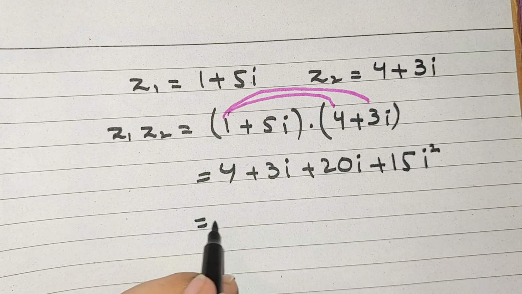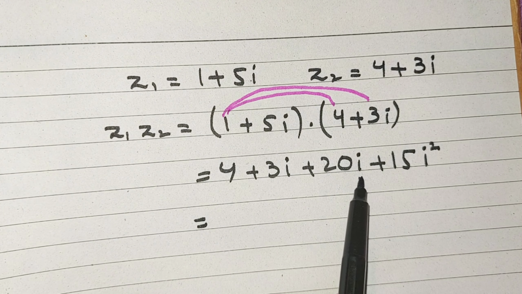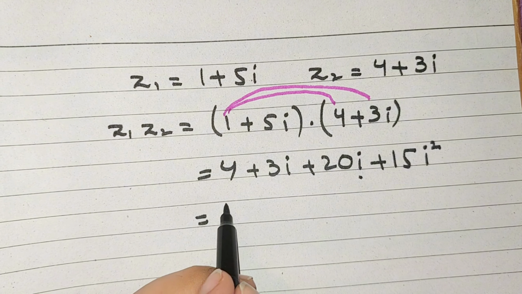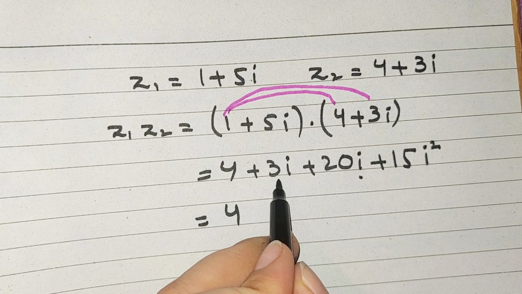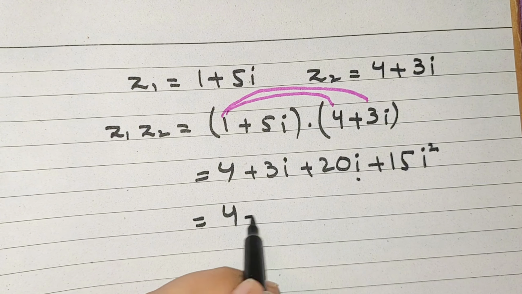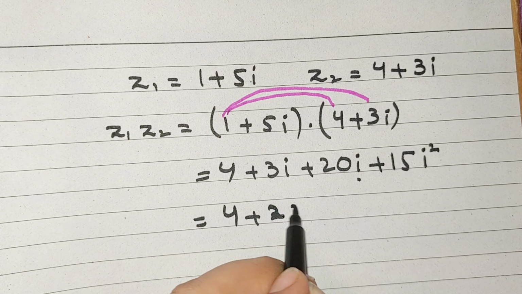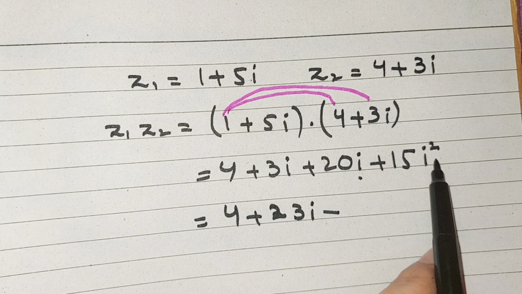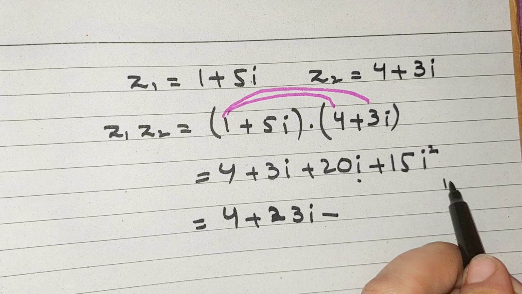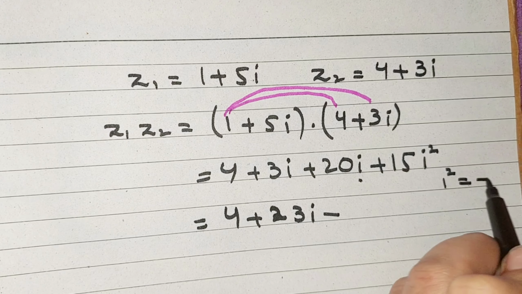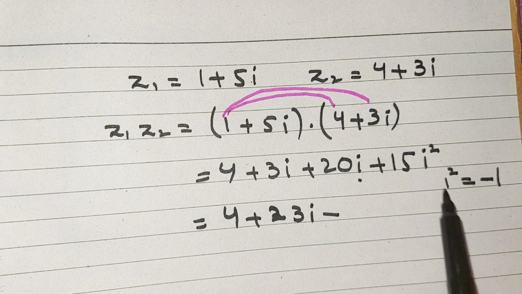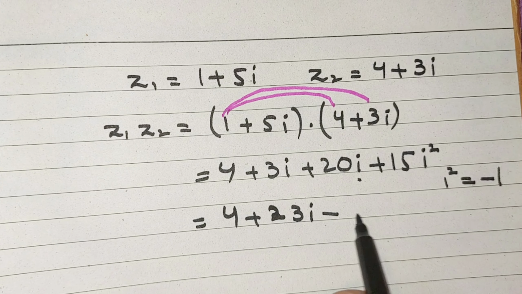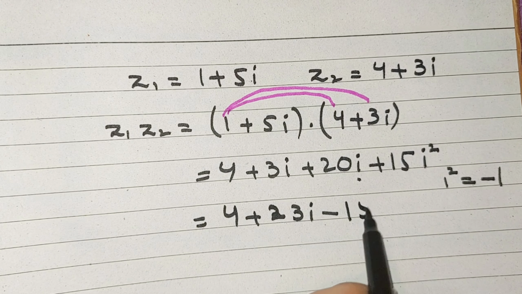So here we can see that these two are simply iota, so we will just add them, and we will write 4 as it is here. So this will be 3 plus 20, which equals 23 iota. Plus, first convert this iota square, and we know that iota square is equal to -1, so that means this positive sign will be changed into a negative sign here, and we will just write 15.